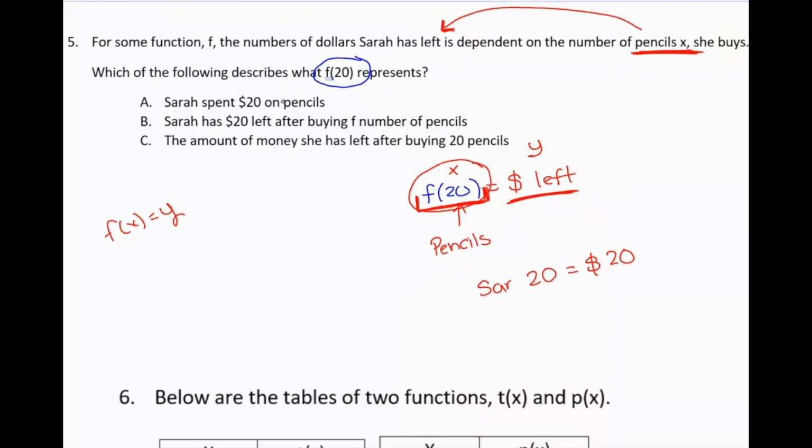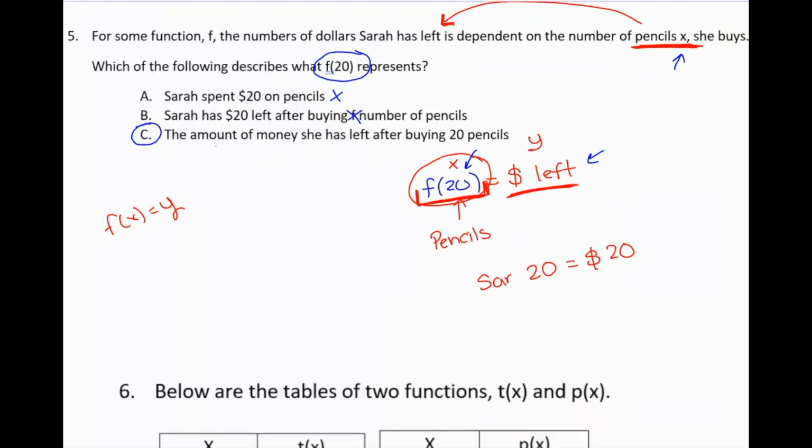So A says Sarah spent $20 on pencils. Well, no, we didn't spend $20. It says x represents the pencils, and instead of x, we put a 20. So that means she bought 20 pencils. So that's not going to work. And it says Sarah has $20 left after buying f number of pencils. Well, we know f is not the variable that represents x. f represents the number of dollars Sarah has left. So I know that's not the answer. And finally, it says the amount of money she has left after buying 20 pencils. Well, yeah, Sarah bought 20 pencils. This entire piece, f of 20, is going to tell me what she has left.